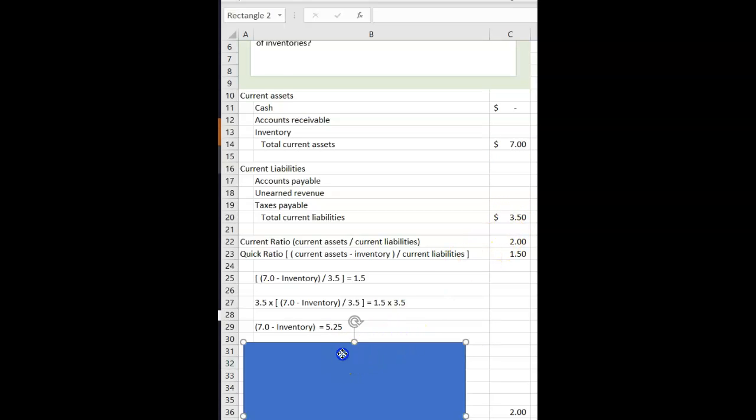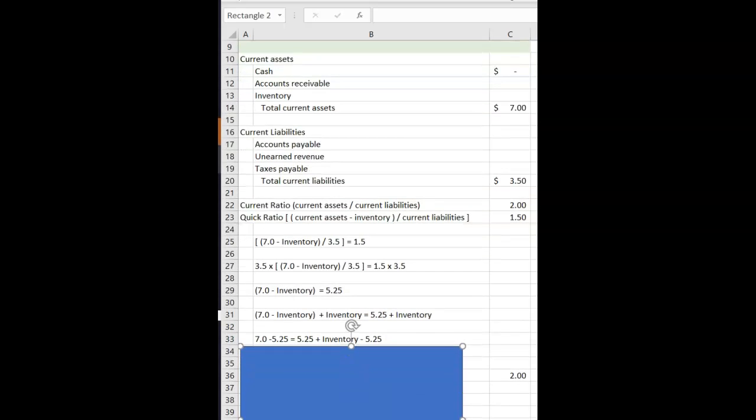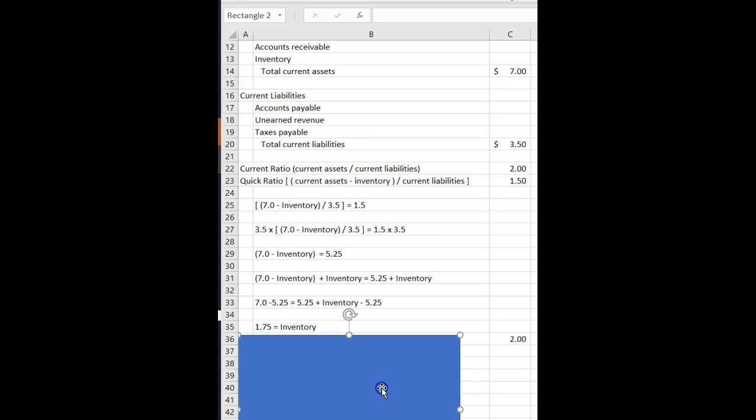Okay, so now we want to keep going. What you're going to do next is add inventory to both sides of the equation. When you do that, we have a minus inventory and a plus inventory, so that will cancel out. And then you can subtract 5.25 from both sides. So now on the right side, you get 5.25 plus inventory minus 5.25. And what you are then left with is 1.75 on the left, and that equals inventory.